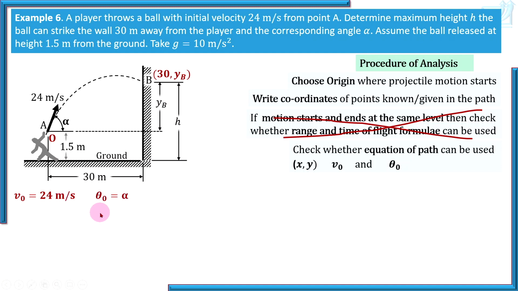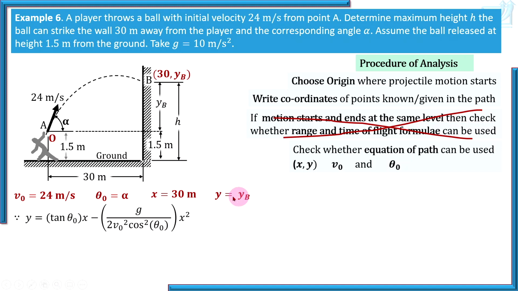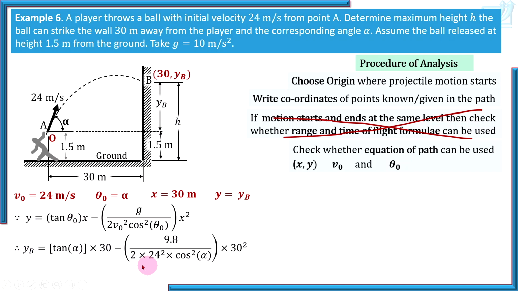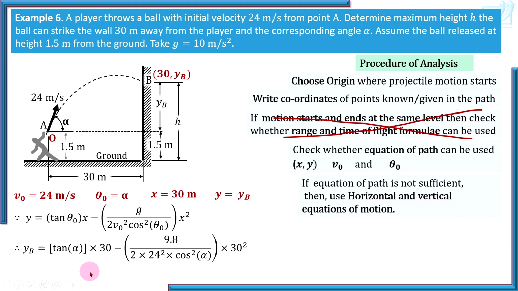When given and asked are amongst these four parameters, we use the equation of path. So v0 is 24 meters per second, theta 0 is alpha, the x coordinate is 30, and the y coordinate of the point where the ball strikes the wall is yB. Put these values in the equation of path. Once you get yB, you can add 1.5 meters for h. I have substituted it.